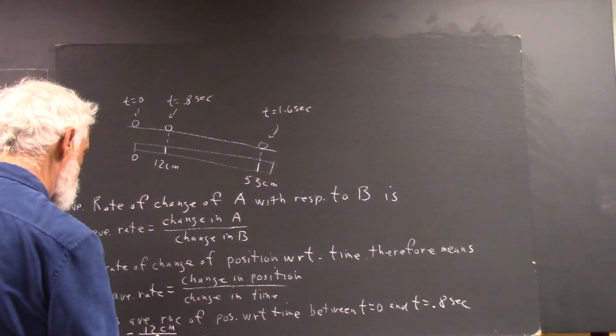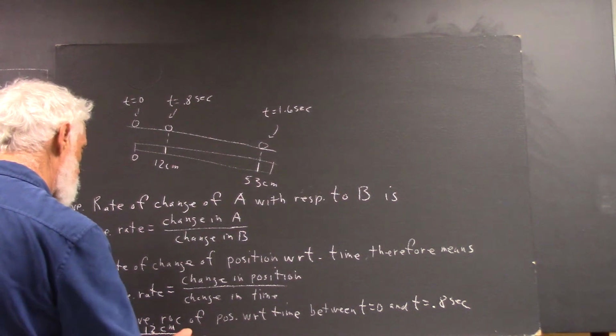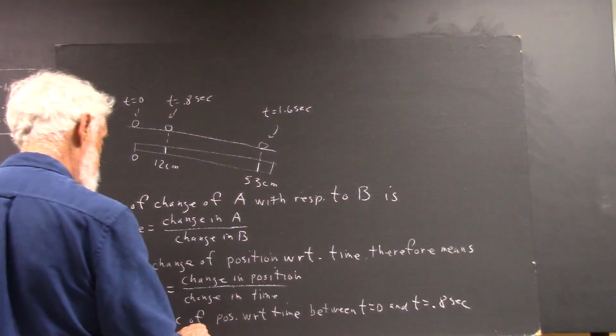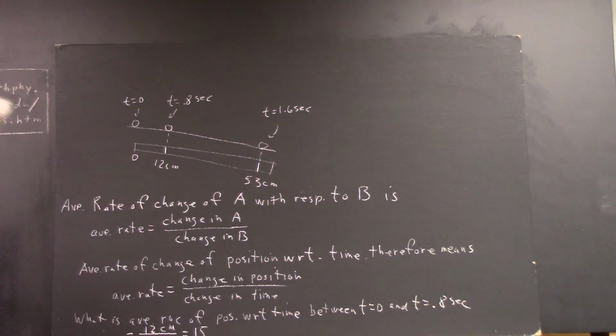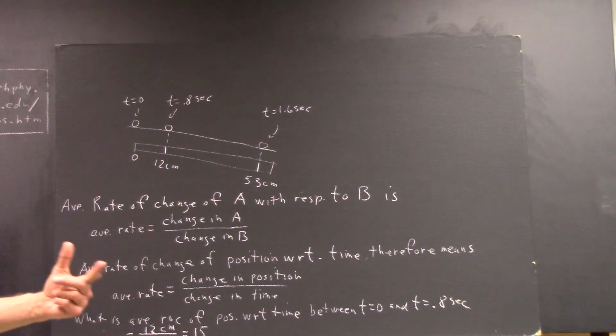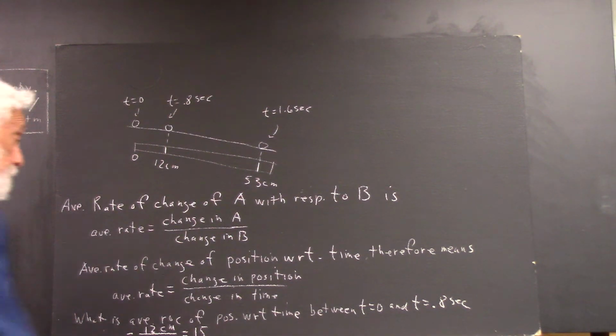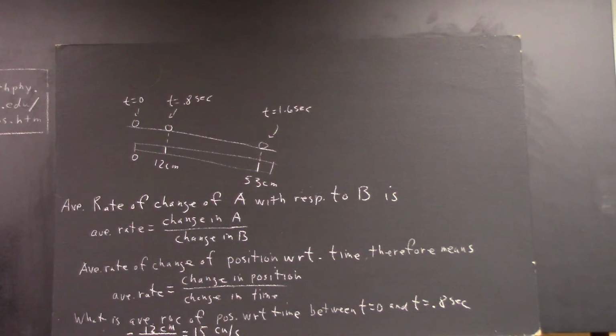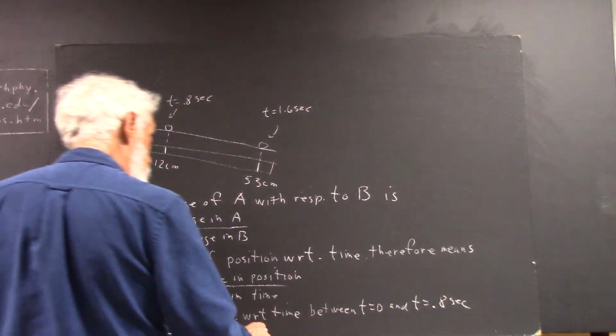Over 0.8 seconds, right? And what do you get if you divide 12 centimeters by 0.8 seconds? Well, you're going to get 15 is going to be your number. What else are you going to get? Centimeters per second. Yeah, centimeters over seconds, which is centimeters per second. So that's how fast you're moving, isn't it?